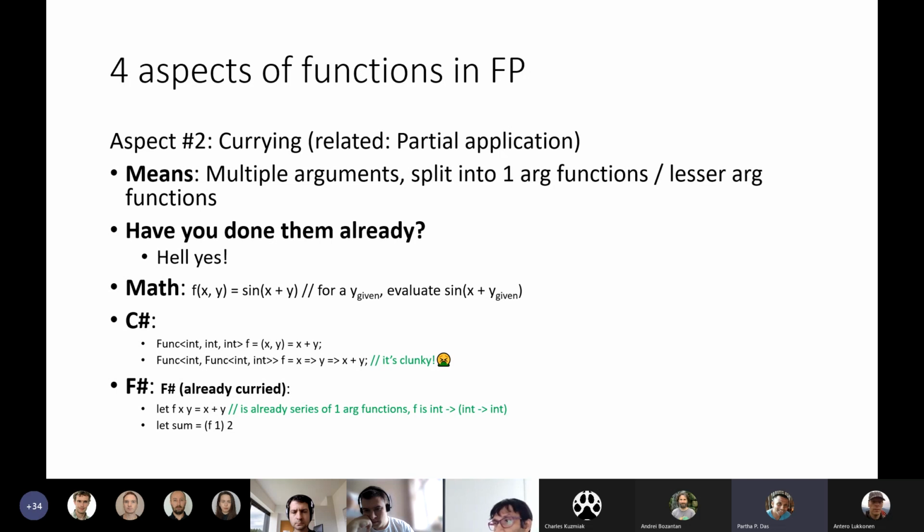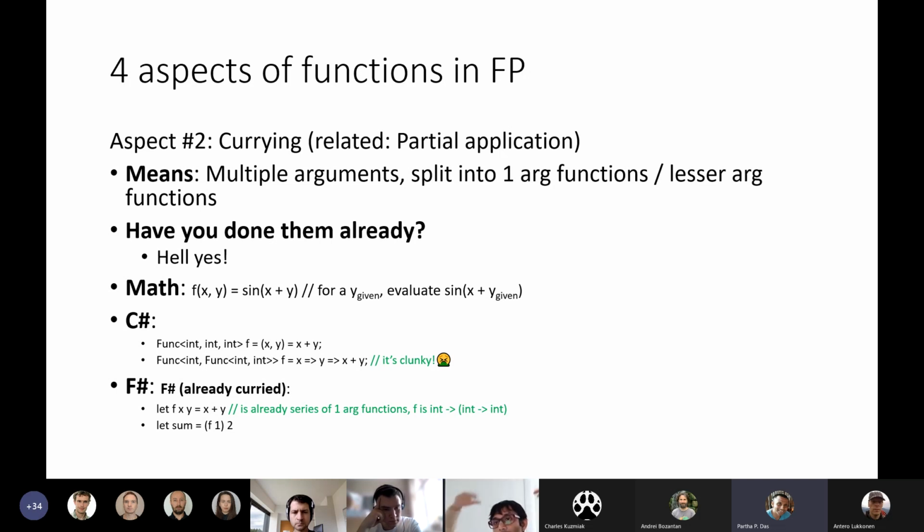Right? Do this first, do this, and do this. And to make it usable from a functional-first language like F#, you have to do some currying. Yes, in math, we always do this, right? So this is essentially sine of x plus y. You can think of it as a two-dimensional surface, right?